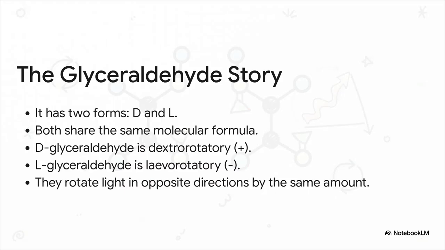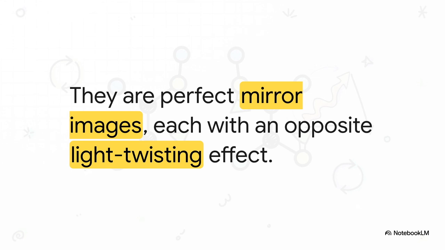So here's how the whole story comes together. You've got 2 forms, D and L. They have the exact same molecular formula, but D-glyceraldehyde twists light to the right. It's dextrorotatory. And L-glyceraldehyde twists it to the left. It's levorotatory. And here's the most amazing part. They twist the light by the exact same degree, just in opposite directions. It's a perfect, beautiful symmetry of opposites. And that, right there, is the heart of what optical isomers are. They are perfect mirror images that you can't stack on top of each other, just like your hands, and their opposite effect on light is a direct result of that mirrored structure.